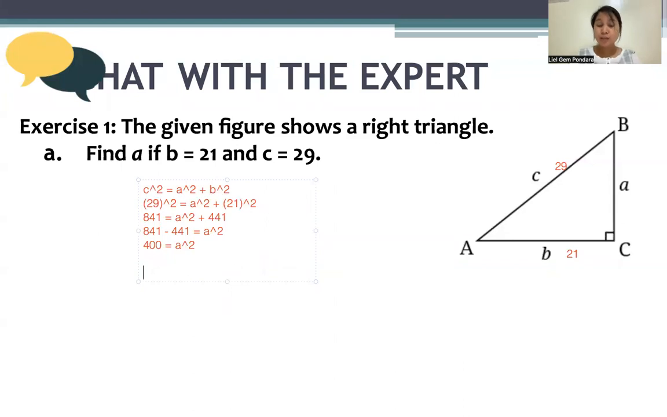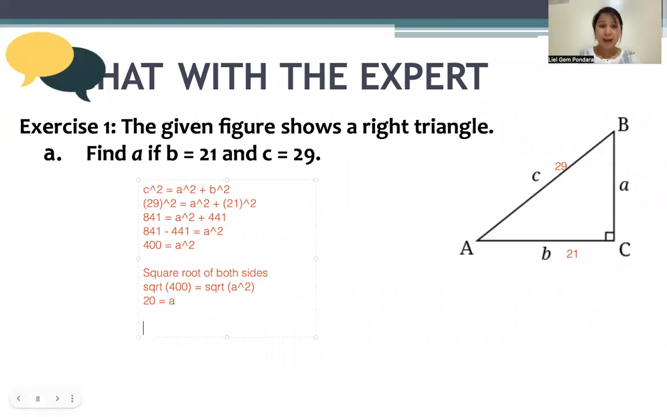Now this time, we need to find the value of A. So square root of both sides. It means you need to have a square root for 400 and also the square root for A squared. The square root of 400 is plus and minus 20. But since we're dealing only with measurements, we just take the positive measure. And the square root of A squared is A. So we say that the value of A is equal to 20.